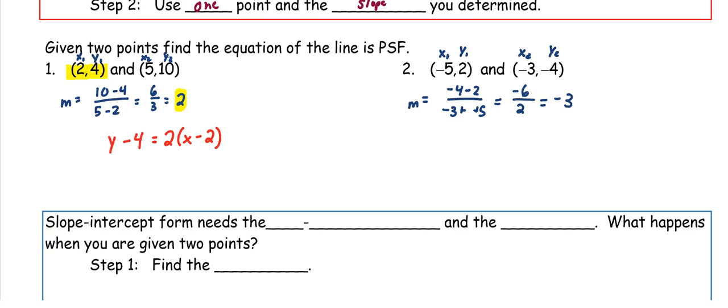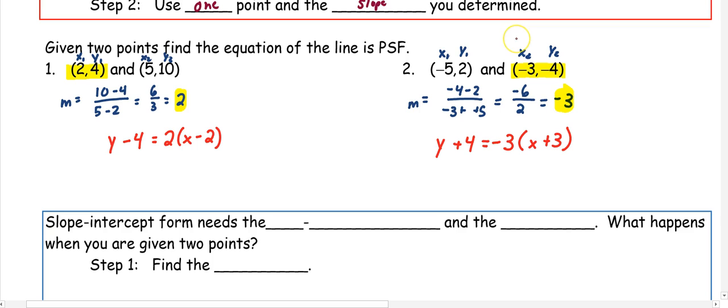So now I'm going to use my slope in a point. So to show that it doesn't matter this time, we're going to use the second point. So I would have y minus the y coordinate. Well, because it's already a minus, it turns into a positive, equals my slope times x minus the x coordinate. But because the x coordinate is already minus, it becomes a positive.